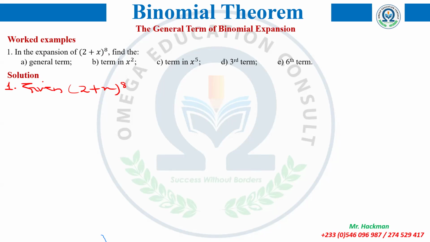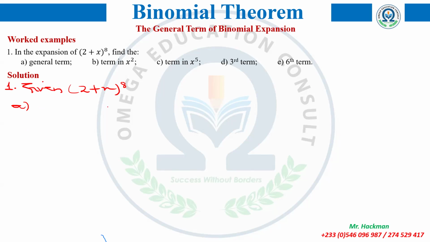Okay, so this is what we have. Now, A, we need to find a general term. And take note, without the general term formula, you wouldn't be able to find the particular terms. Even if the question straight away asks you to find a particular term, you first have to generate the general term before you can find a particular term. So in this case, I come to A: I need to find a general term.